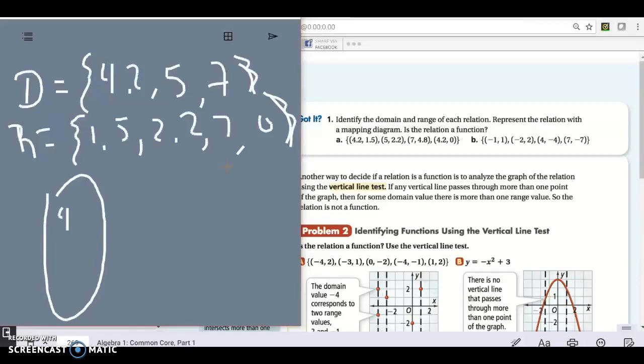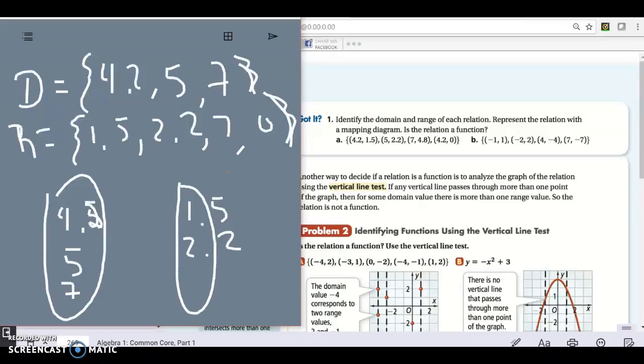So then if I mapped it, I have 4.5, oops, 4.2, excuse me, 5, and 7. That's my domain. My range is 1.5, 2.2, 7, and 0 goes up top, right? So 4.5 goes to 1.5. 5 goes to 2.2. 7 goes to, oops, did I miss one?